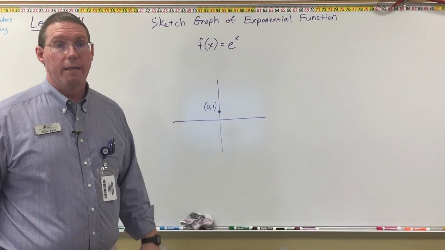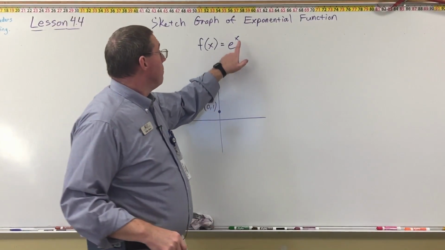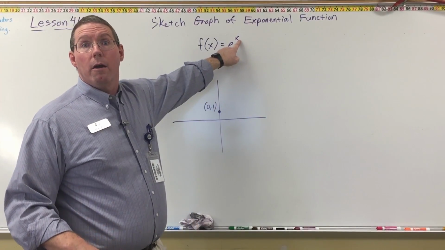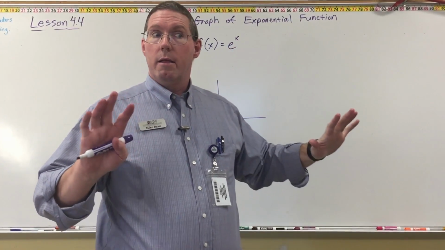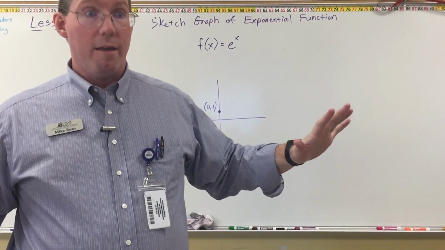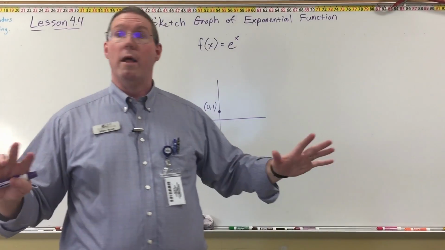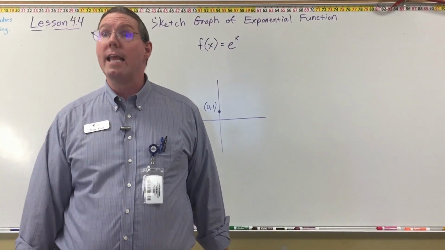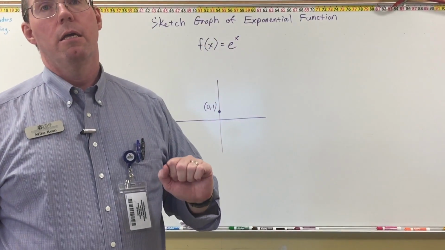All right, what's our second point going to be? Plot f of 1. Now, if I put a 1 there, won't I have e to the first power? Hold on tight. Let me tell you what e to the first power is. It's e. So we're not dealing in what the approximate number is. We're just going to call it e. So we're going to plot the point 1, e.